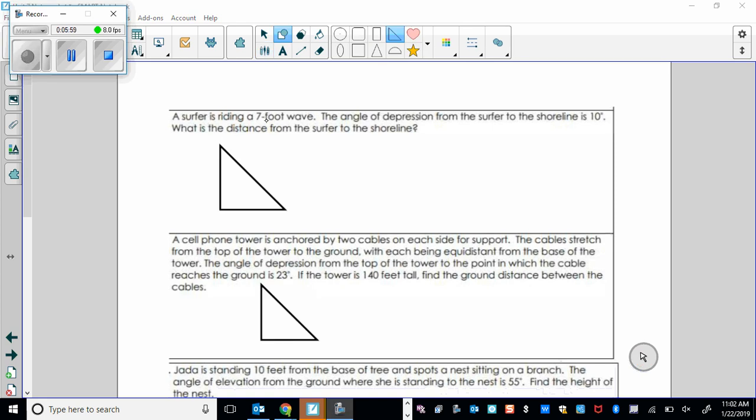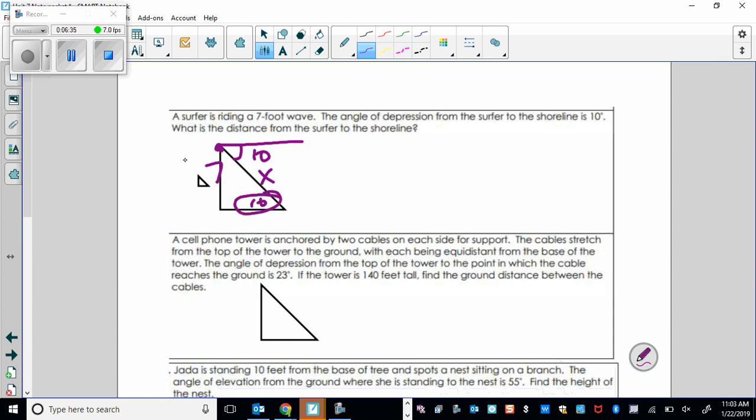So a surfer is riding a 7-foot wave. So the wave is 7 foot. I need a pen. Sorry about that. The angle of depression from the surfer to the shoreline is 10 degrees. That means I'm going to draw a line here, and this is 10. What is the distance of the surfer to the shoreline? So the surfer is right here, riding his wave, which is 7 foot tall. So we want to know what this is. So 10 is here.